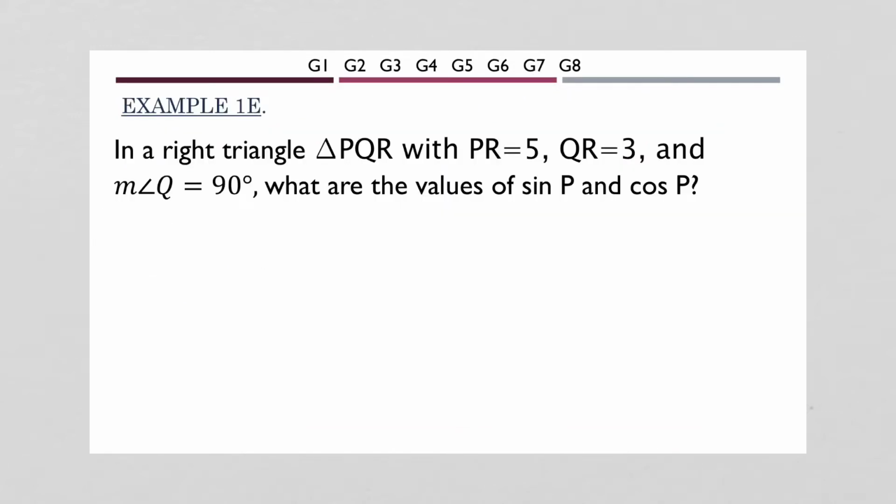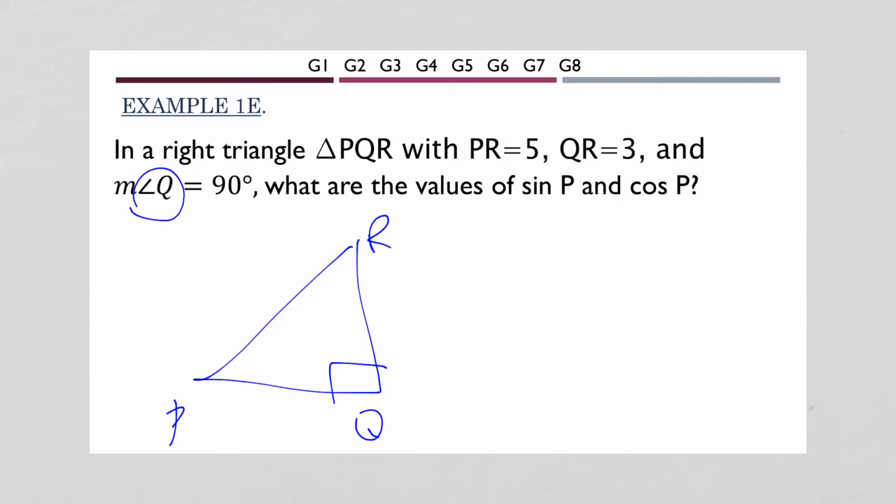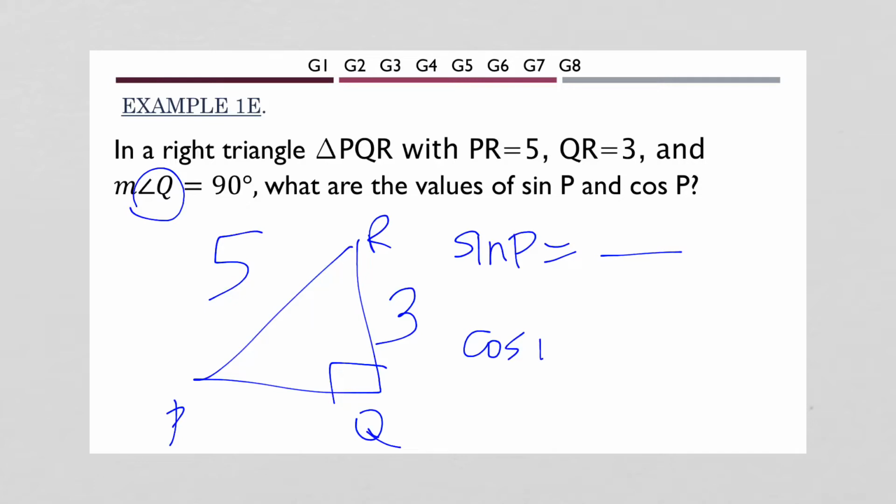All right, in a right triangle PQR with PR 5, QR 3, and the measure of angle Q 90, what are the values of sine P and cosine P? So what do you do? You draw a triangle. So I drew my right triangle. They did say the angle Q is 90, so I made sure this was 90. So PQR, they said PR is 5, QR is 3, and they said what are the values of sine P and cosine P?